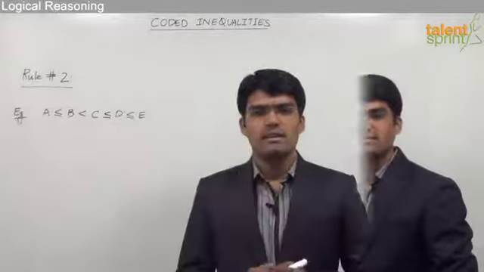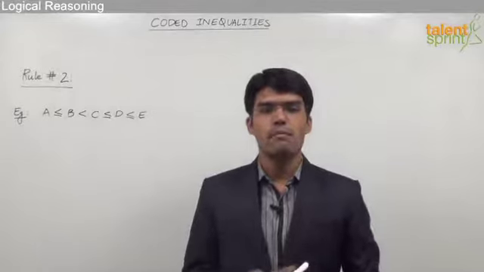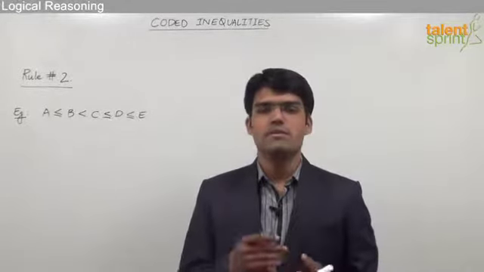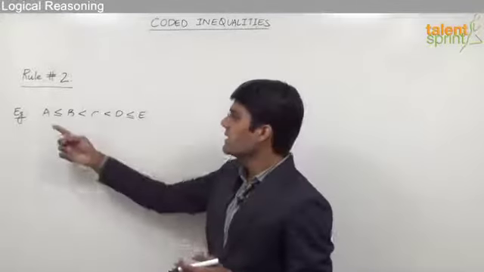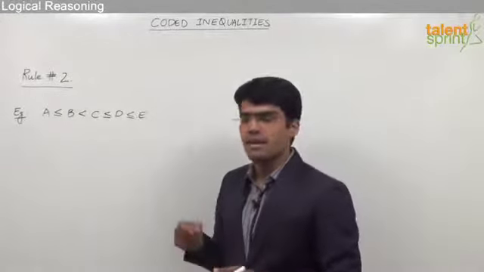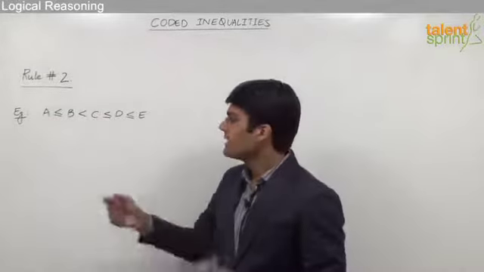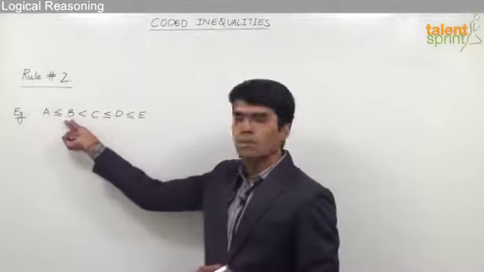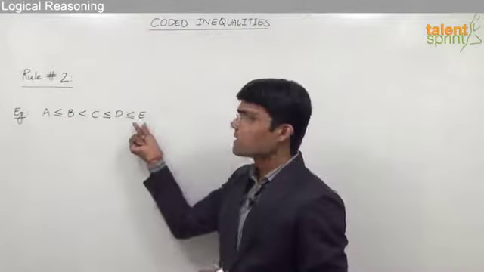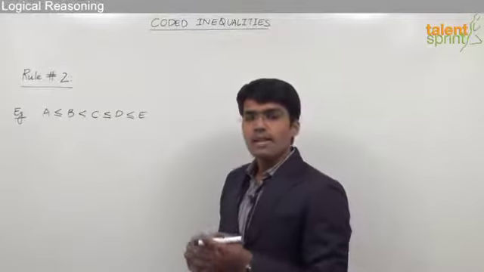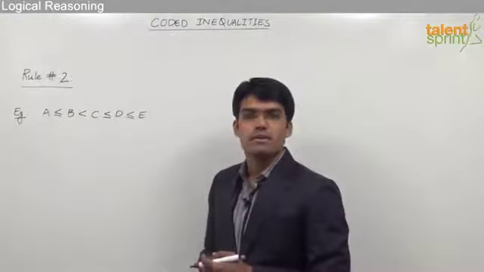coded inequalities. Let us now take the rule number 2 from coded inequalities, where we compare any two variables from the given inequation. Let us take an example. As you can see here, a number of variables have been compared and the relationship has been established as given in the inequation. The inequation here is A less than or equal to B less than C less than or equal to D less than or equal to E. Let us now understand how to compare any two variables from this given inequation.